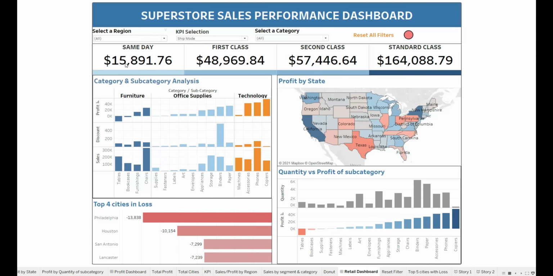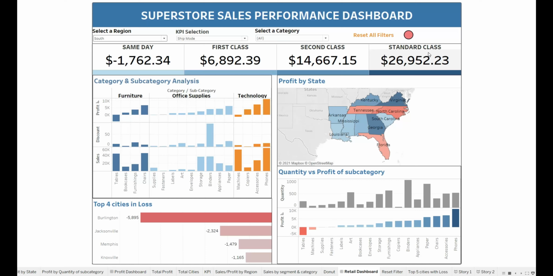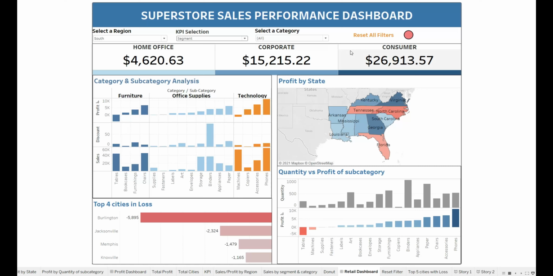South region. In South region, again, we can see that the standard class has the highest profit, and the consumer segment here has the highest profit. Now in the category and subcategory, we can see tables is in loss in the furniture section, whereas machines is in loss in technology. So this is the first subcategory in technology which is in loss for this region. So I would also investigate why machines are in loss in the technology category, because overall the technology category in all the regions has the highest amount of profit.